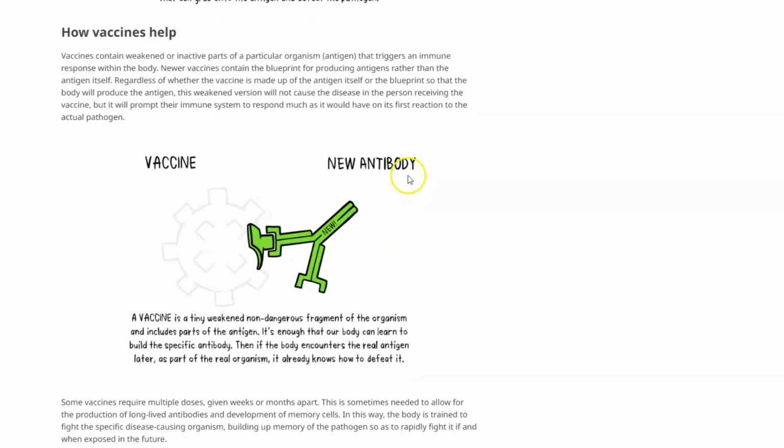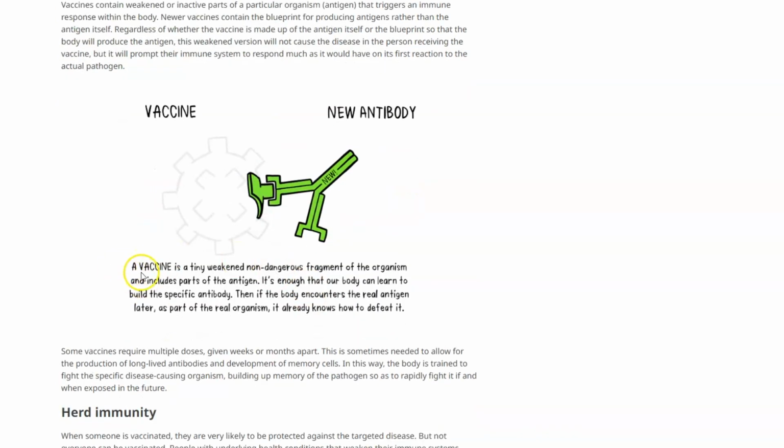Oh, look at that. Perfect technical definition. We have our thing, a vaccine. What kind of category, what sort of type of thing is it? It's basically a tiny, weakened, non-dangerous fragment of the organism. And then some more qualities of it. Goes in with the antigen. Here's what it does. Here's how to operate. So we get that kind of extended definition of what a vaccine is.